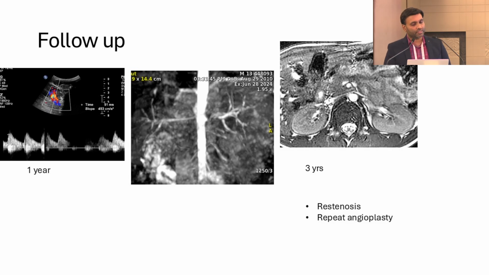So this follow-up was done. We did angioplasty for that. It's a plain vanilla angioplasty. We did follow-up, and at 1 year he was fine. After that, restenosis happened at the 3-year follow-up. You do a repeat angioplasty. That's the norm in Takayasu. Go on doing repeated angioplasties in such cases.